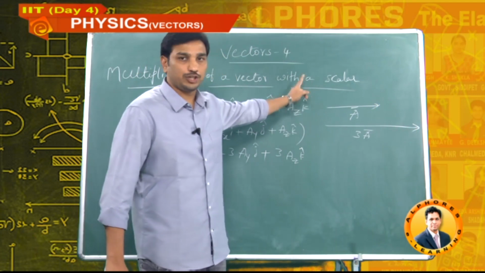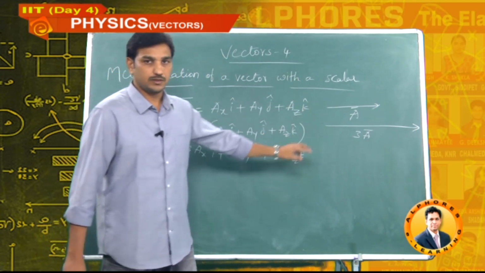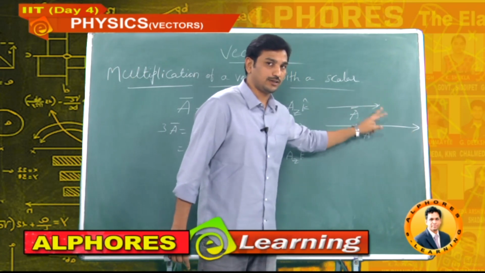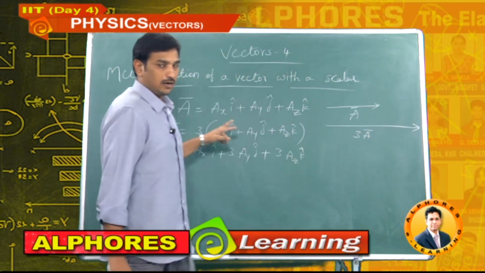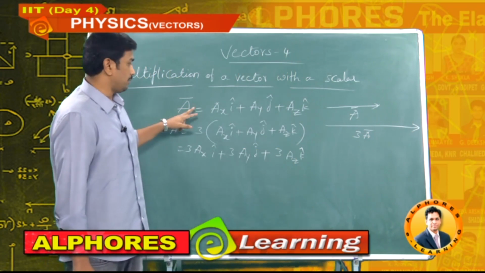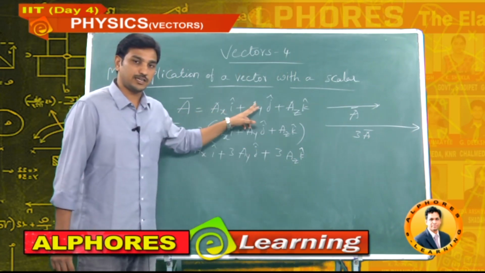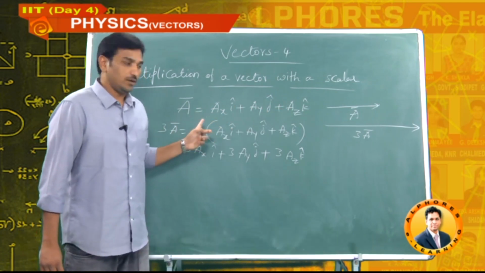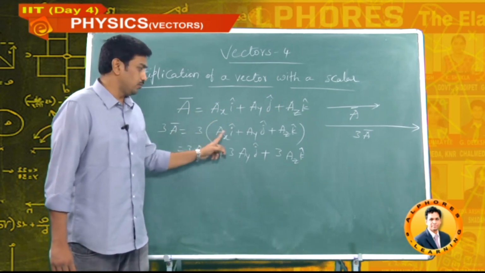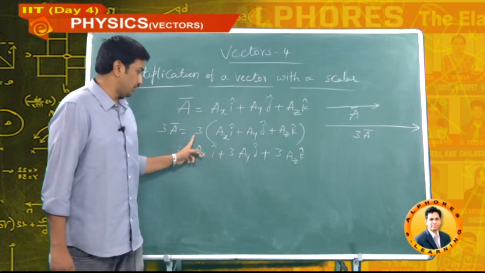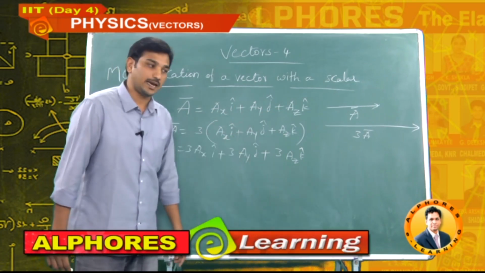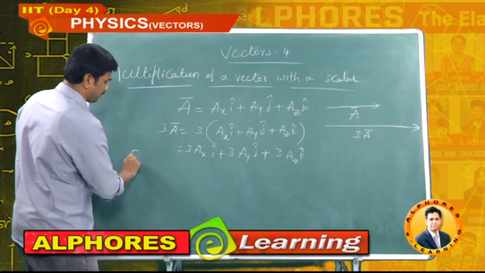Multiplication of a vector with a scalar: due to that, the direction won't change, only the length of the vector will change. I have already given one example: a bar is equal to ax i cap plus ay j cap plus az k cap. If you multiply the vector with a scalar, 3 into vector a bar, I substituted 3 into ax i cap, 3 into ay j cap, 3 into az k cap.